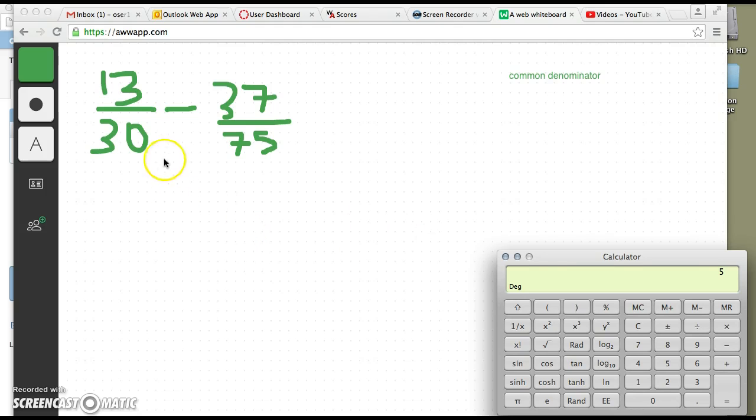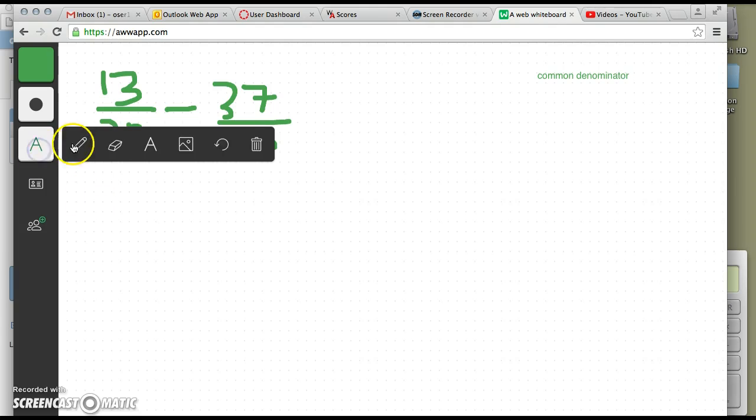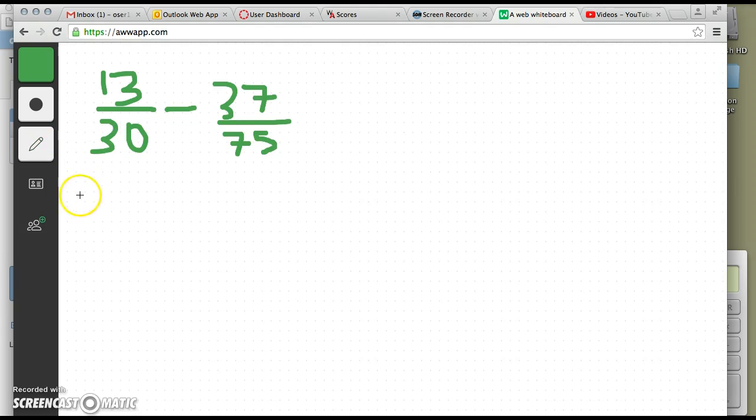So what we want to do is rewrite both of these fractions so that these denominators are 150. So we actually use a little bit of a trick. So watch very closely here. Excuse me, I'm still on this. We need to go back to our pencil. Okay. So this mathematical expression up here is equivalent to, so we have 13 divided by 30.